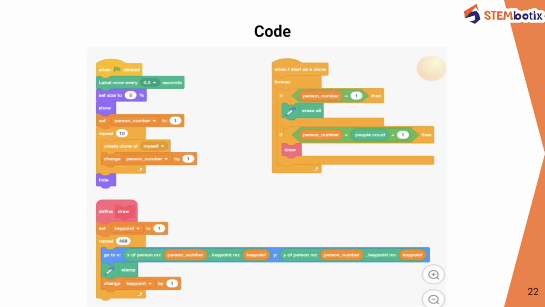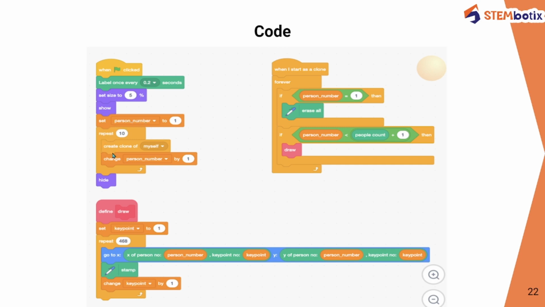So the coding for this particular sprite is like this. First you need to add one event block named when green flag clicked. After that, we are required to add these blocks, first named label once every 2 seconds. After that, add set size to 5% and then show. After that, we need a variable block. Now go to the variable category and make one variable named person number, and use that block in here: set person number to 1.